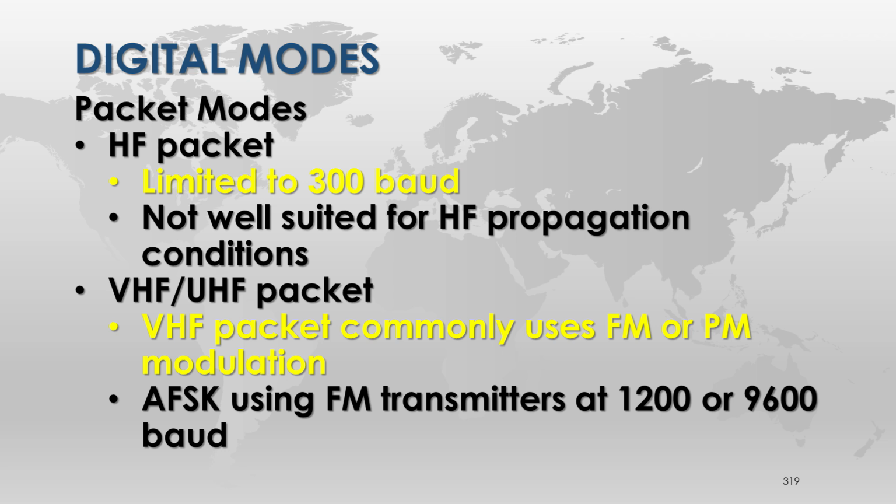AFSK is using FM transmitters at 1200 or 9600 baud. 1200 is where I started. 9600, we didn't even dream of that at the time. Then they came out with 2400 as the next step up. Then we went to 4800 and 9600. No, after 9600, 19.2. Yeah, 19.2, that was it.